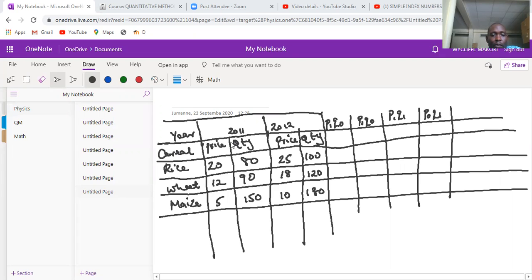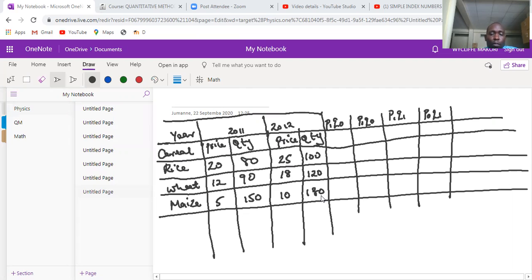For example, in 2011, the rice was being sold at 20 shillings and the quantity demanded was 80 kgs. The wheat was being sold at 12 shillings and the quantity demanded was 90. Maize was selling at 5 shillings and the quantity sold in that particular year was 150. Then you are given the prices for 2012 for the same commodities. For example, rice in 2012 was selling at 25 and the quantity demanded was 100. Wheat, the price was 18, quantity demanded was 120. Maize, the price was 10 and the quantity demanded was 180.